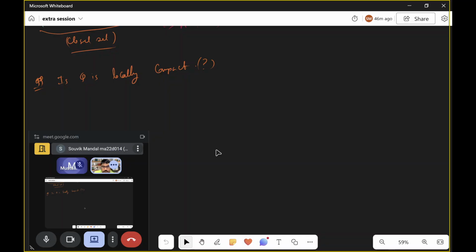Let me re-explain. Of course, you know the answer: Q is not locally compact. So the point is, suppose it is, and we proceed by the method of contradiction.